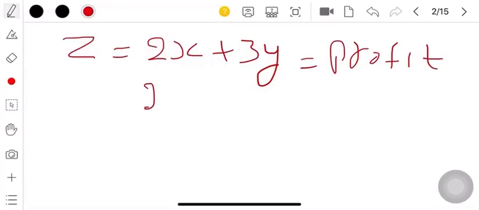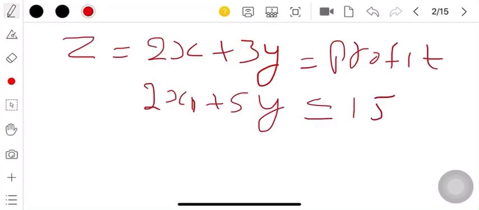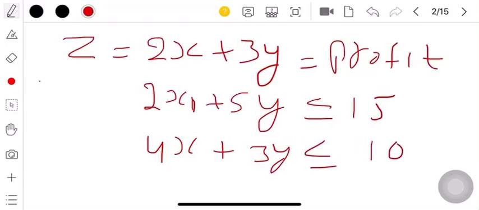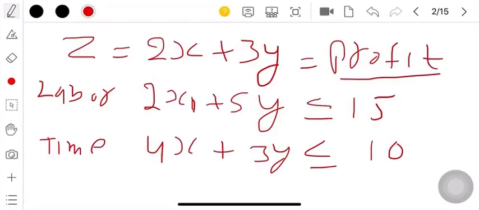Subject to two constraints. One is the labor constraint, 2x plus 5y less than or equal to 15, and 4x plus 3y less than or equal to 10. This is the labor constraint and this is the time constraint. This is our profit. So we apply the simple linear programming method, and we find the optimal solution, meaning the values of x and y we get.